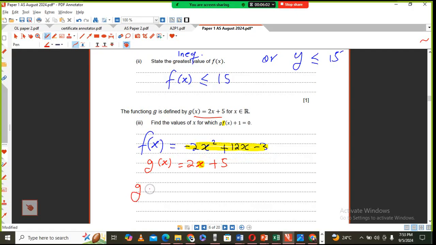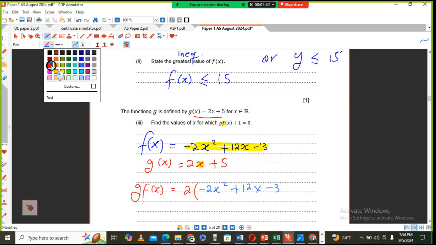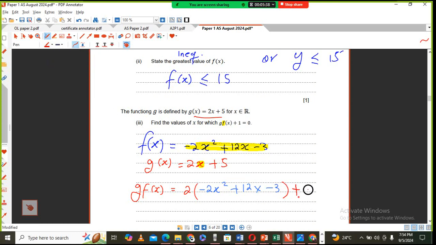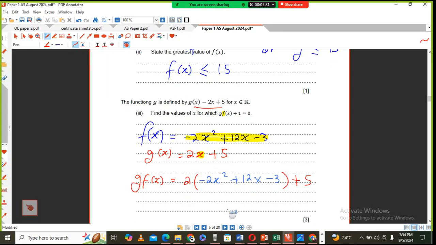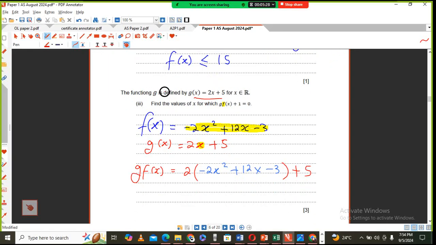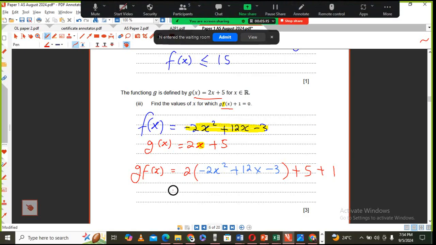So I'm going to say g of f of x is equal to 2 first, then minus 4. Then you have minus 2x squared plus 12x minus 3. We are together so far. Make sure that you understand that. Close the bracket, plus 5. Plus 1. So we ended here now, so we have to also add 1. Oh, okay. So you can do that as well.